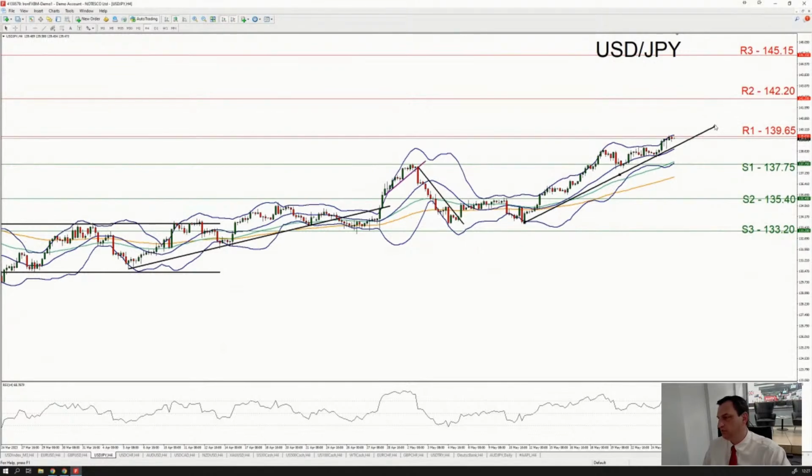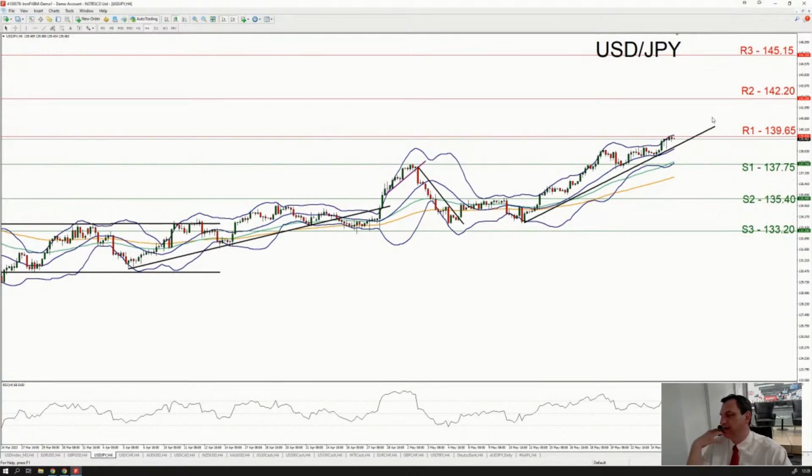And the level is seemingly providing resistance here, so that's an issue. Nevertheless, we tend to maintain our bullish outlook as long as the upward trend line remains intact. And in that case, I wouldn't be surprised to see the pair breaking the 139.65 R1 in a decisive move upwards and start aiming for the bull's next target, which could be the 142.20.